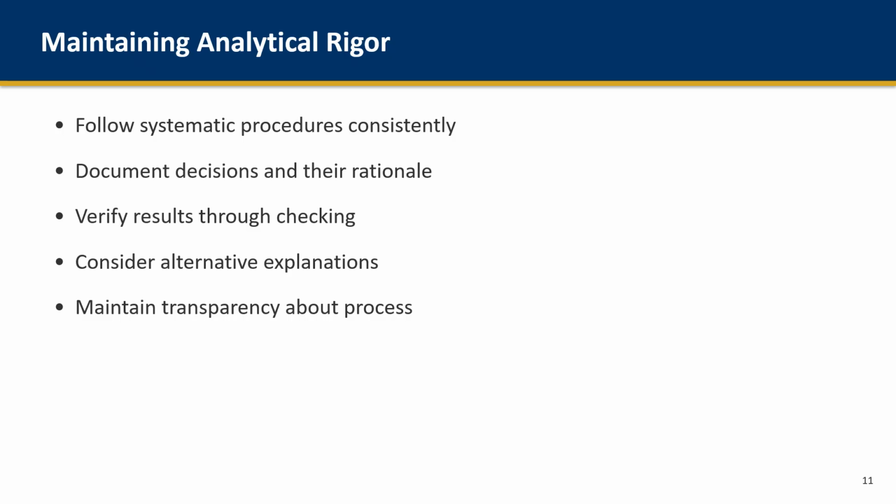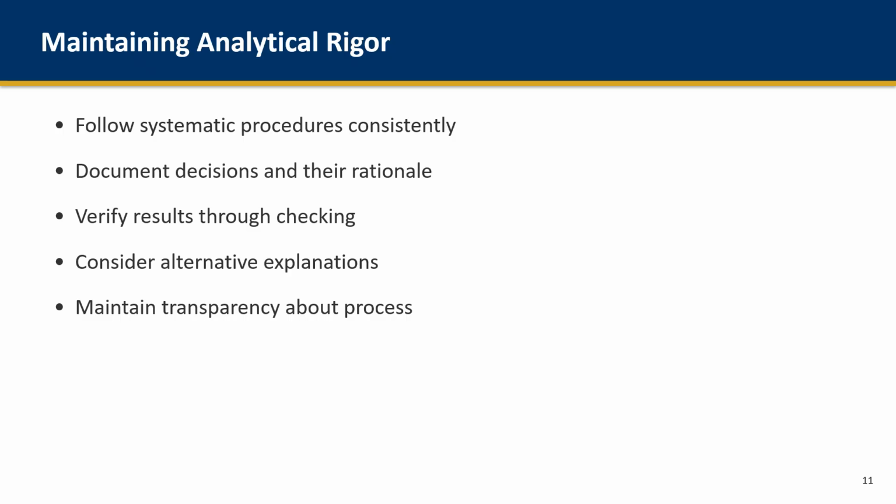Verify results through checking. In quantitative work, this might mean running analyses multiple ways to confirm findings, having someone check your code, or examining results for plausibility. In qualitative work, this might mean returning to data to verify that interpretations are grounded, having colleagues review your coding, or seeking member checking from participants.